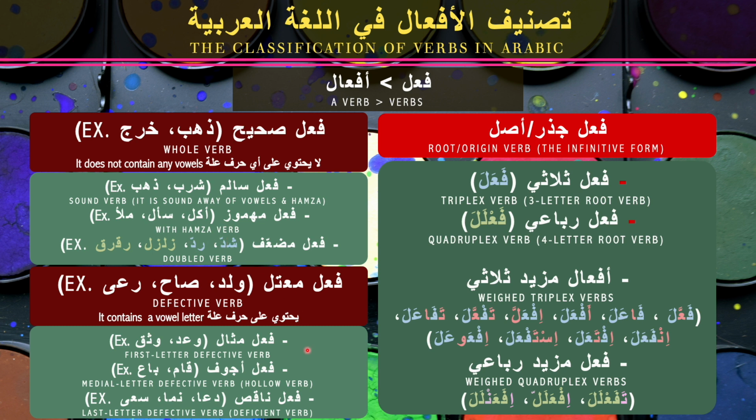And then we have 3 subcategories for the defective verb. We have فعل مثال, which has the first letter defective with a vowel letter. فعل أجوف, a hollow verb, which has a vowel in the middle, like for example قام, باع. And فعل ناقص, a deficit verb, where the last letter is a vowel, like دعا, نما, سعى.